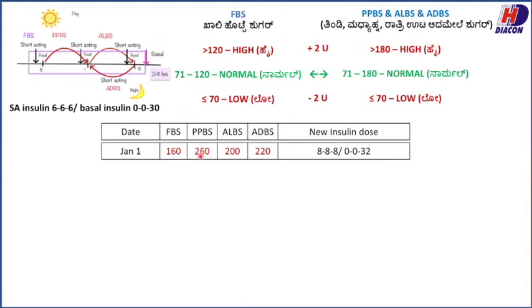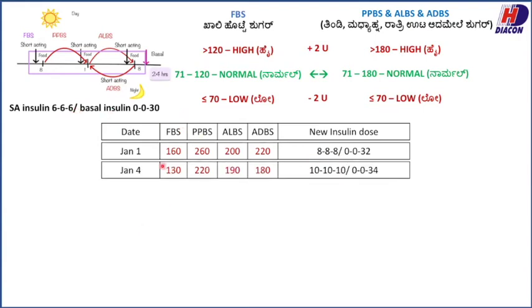So to control the PPBS, we increase the morning injection from 6 units to 8 units. To control the sugars after lunch, we increase the afternoon injection again from 6 units to 8 units. To control the sugars after dinner, we again increase the night short-acting insulin from 6 units to 8 units.